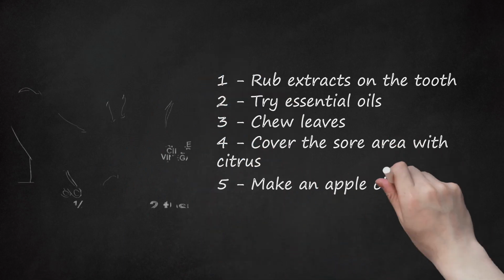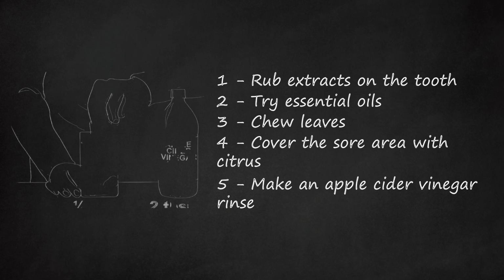5. Make an apple cider vinegar rinse. Apple cider vinegar is used in many folk and home remedies for its antimicrobial properties. To make a rinse for your sore mouth, combine a quarter cup of warm water with 2 tablespoons of apple cider vinegar. Swish the solution in your mouth for 30 to 60 seconds. Make sure to swish it around the tooth with the cavity. Spit out the rinse and repeat 2 to 3 times.